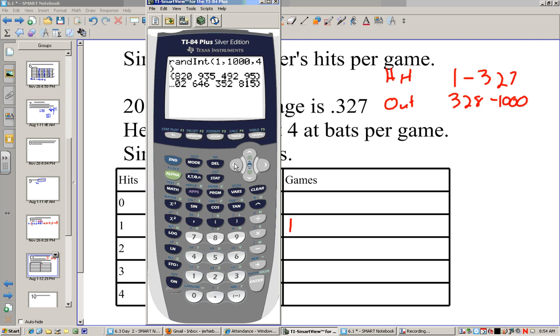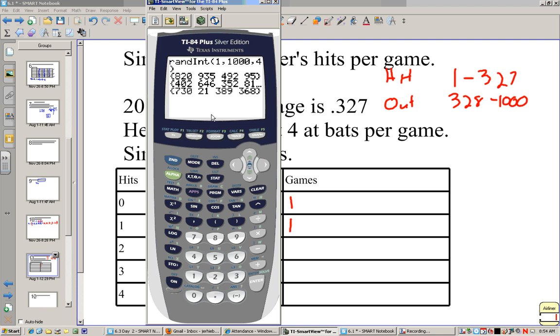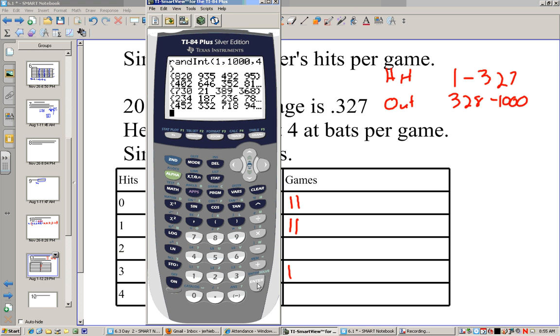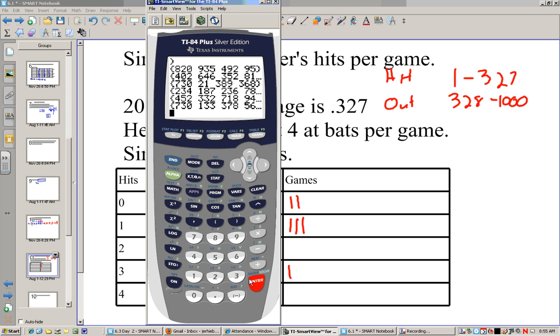327. That's going to be 0 hits. Bad day there for Joe Mauer. We have 1 hit. I'm going to do 2 in a row just so I don't have to go back. So here's a 3 hit day and a no hit day. A 1 hit day. A 2 hit day.